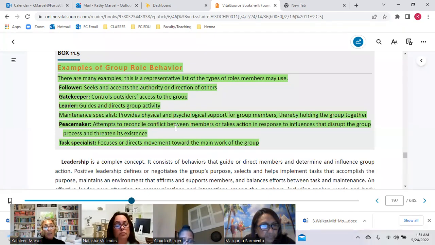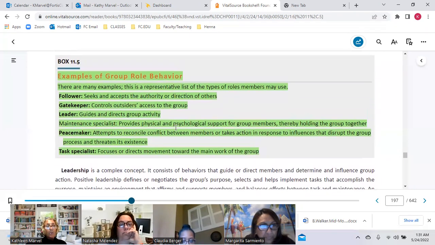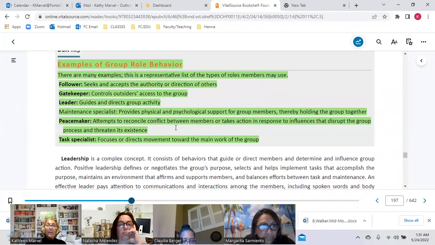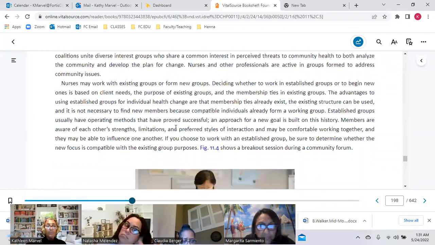For me, I like to be the leader. Shocker. Yeah, I like to be the leader. I like to be guiding and directing the group and keeping everybody on track, and just kind of run things. But others may not want to be a leader, just be a follower, just participate and go with the flow. So that's box 11.5, examples of different group roles you may have.